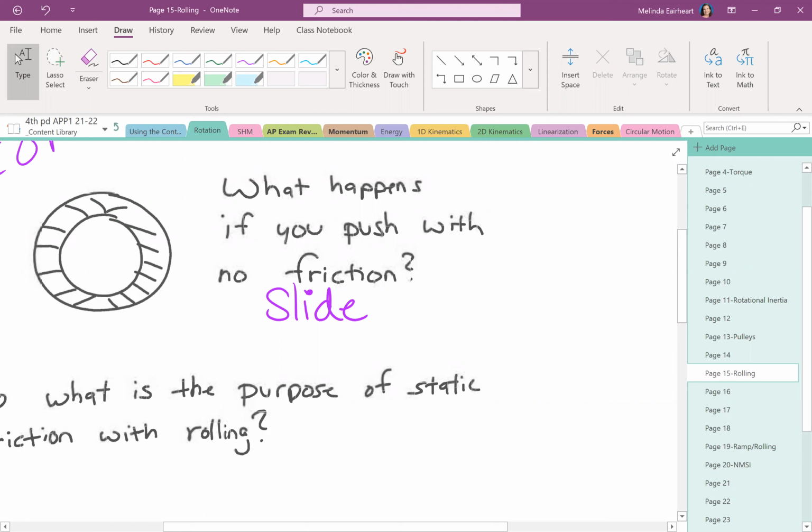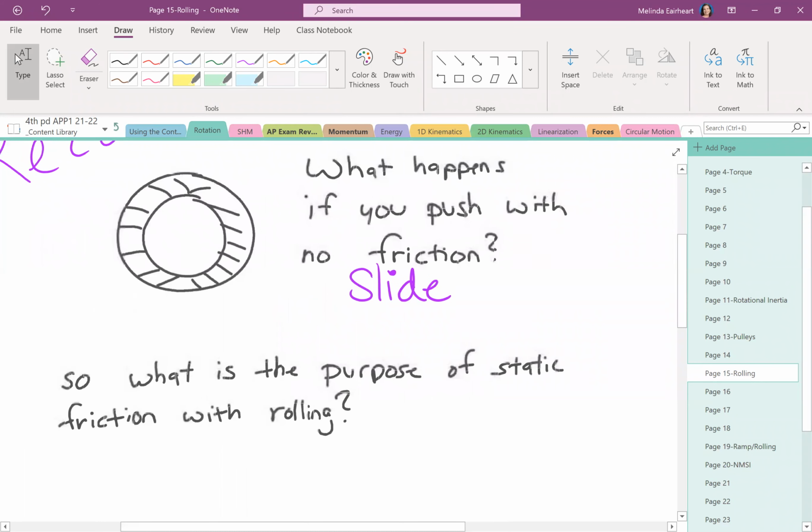If I push on the middle, then I provide no torque, it slides, period, right? But if I push above or below, my force has a lever arm and can cause rotation. Now, it won't be the nice non-slip condition, it would be slipping. And so question 2, what's the purpose of this static friction with rolling?